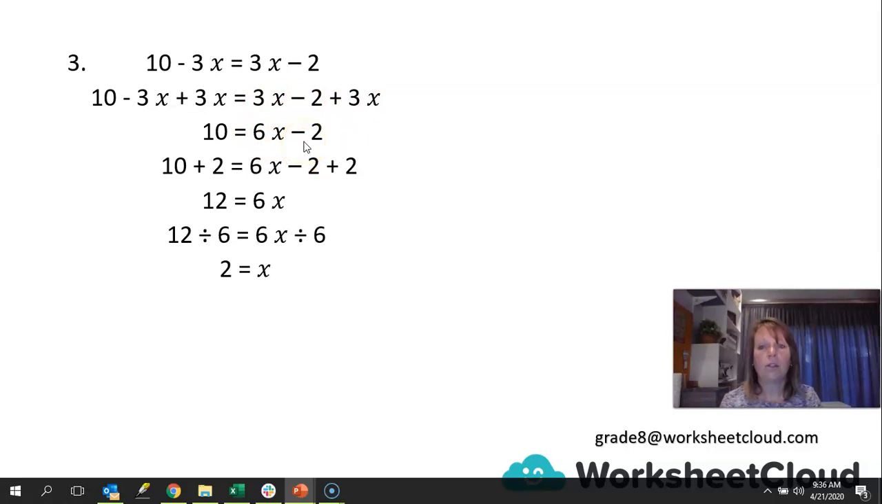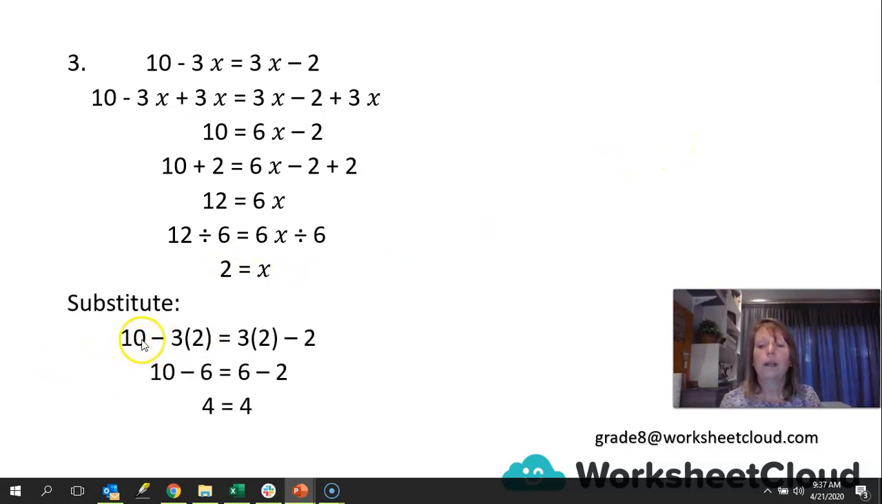Let's try and get our constants to the right side, and in order to do that we've got to add on 2 here, which means we add on 2 there, which means we have 12 on the left hand side, 6x on the right hand side. We've got to get x on its own. How do we do that? We divide by 6 on the right hand side, divide by 6 on the left hand side, and we end up with 2 is equal to x. Let's have a look if we can substitute. Does that work? 10 minus 3 times 2 gives me 10 minus 6, which is 4. Here we've got 3 times 2 minus 2, which is 6 minus 2, it's 4.